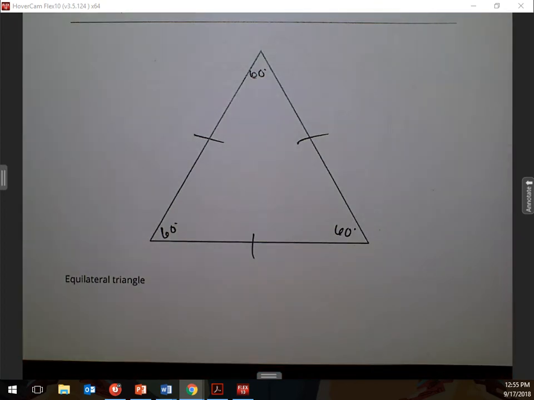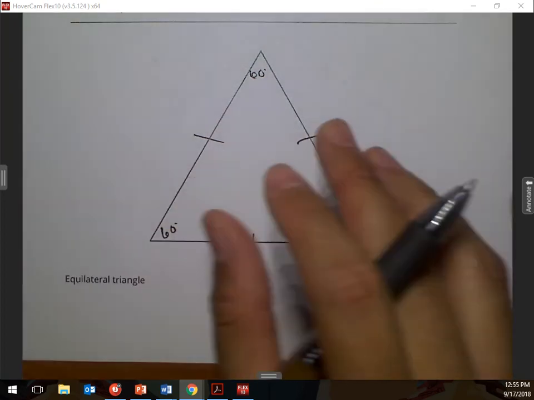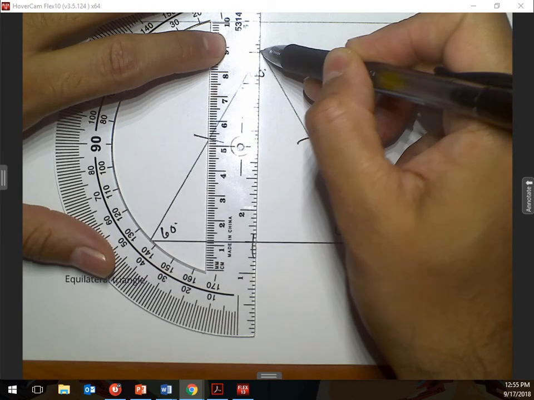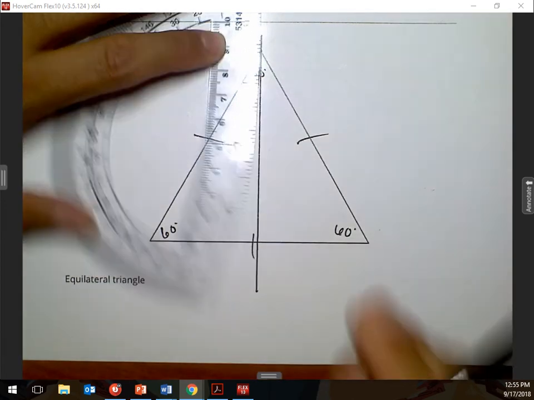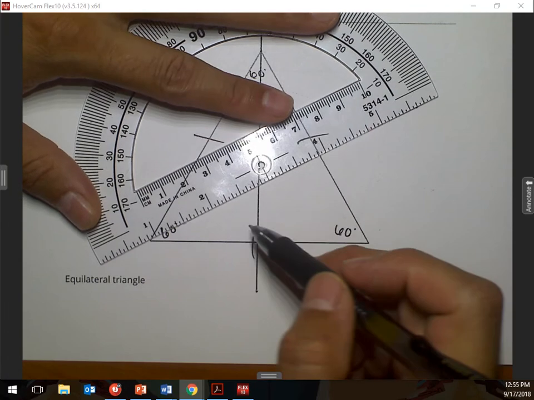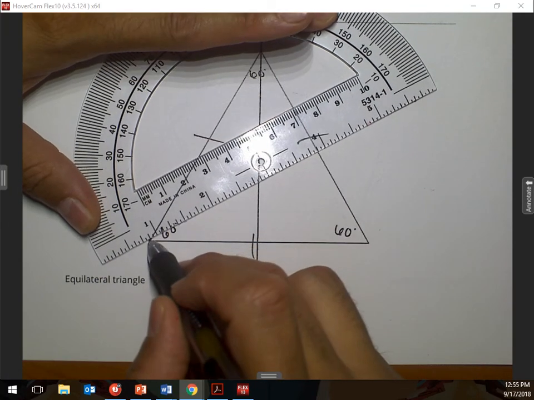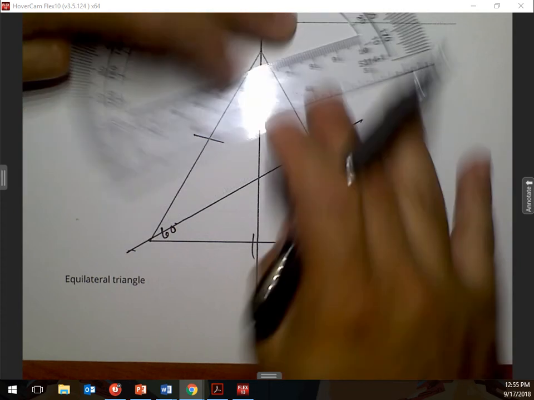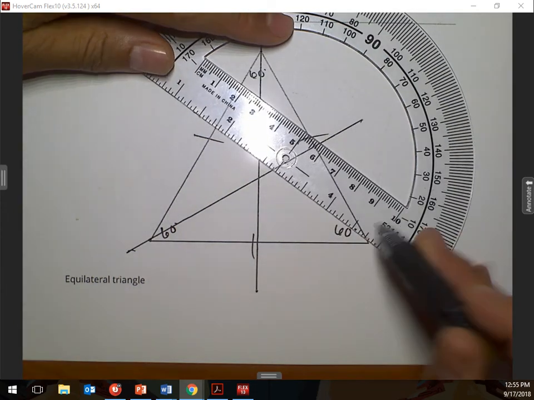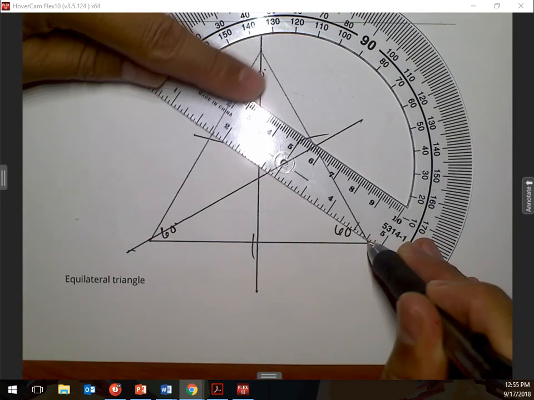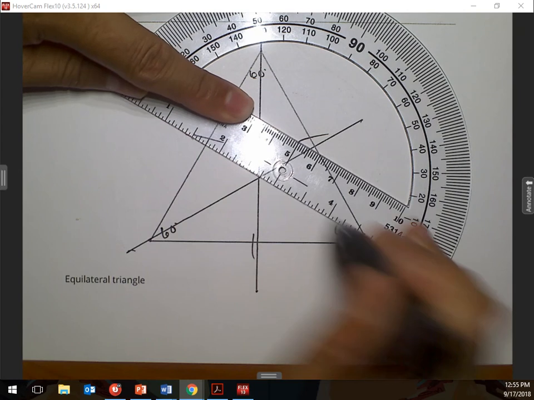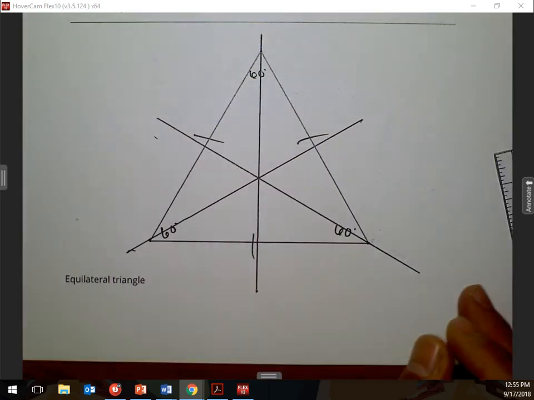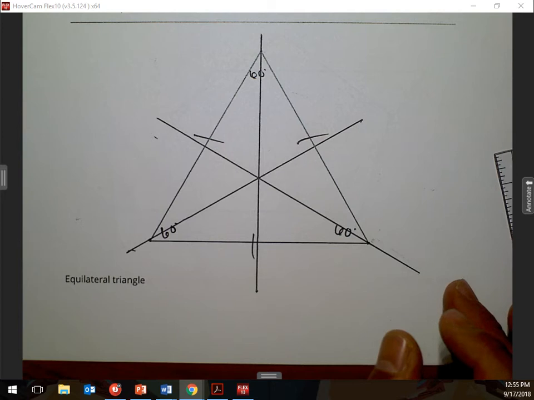Now, line of symmetry. I should have a line here, and there, and I should have a line here. It makes a star. Can we draw on this packet or no? Yes, that's what I told you to. So that is the line of symmetry.